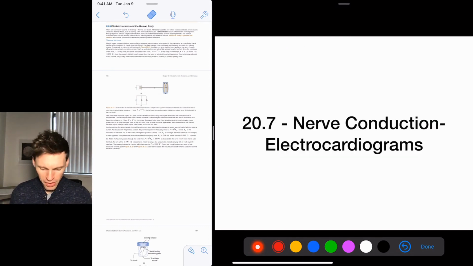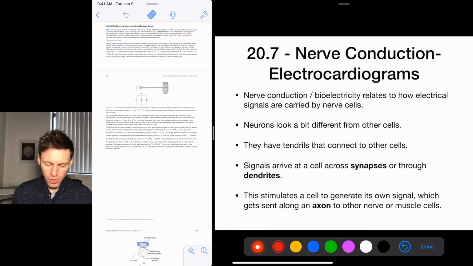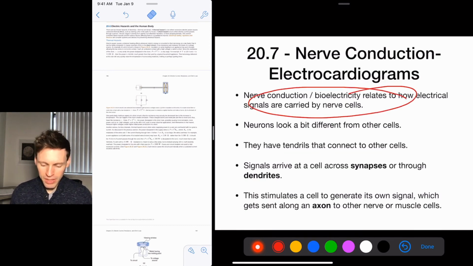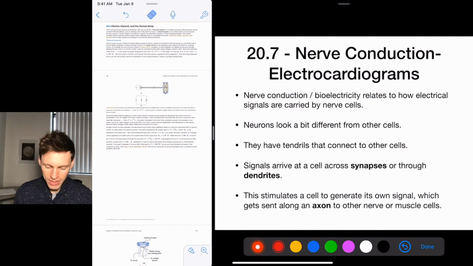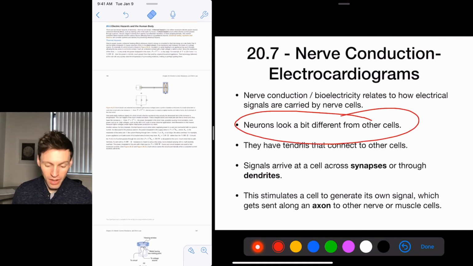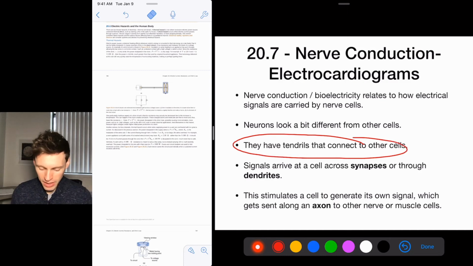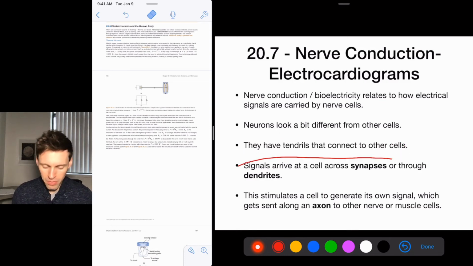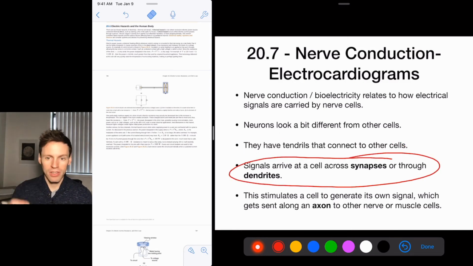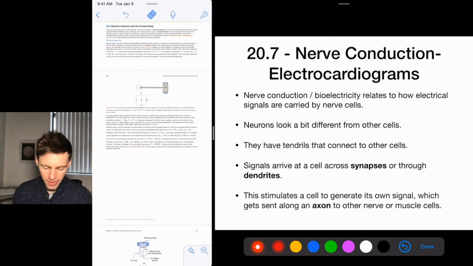So let's talk about nerves really quick. Nerve conduction relates to how electrical signals are carried by the nerve cells. A neuron is a little bit different than other cells. It has tendrils that can connect to other neurons. The signals either jump across a synapse or across a dendrite. This stimulates a cell once it gets there to do its own thing, and then it could be sent from an axon to another nerve cell or muscle cell.